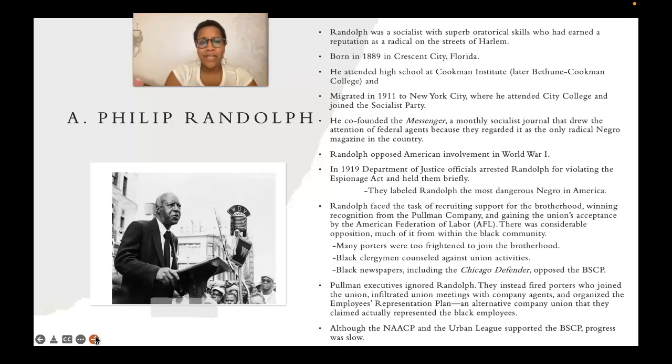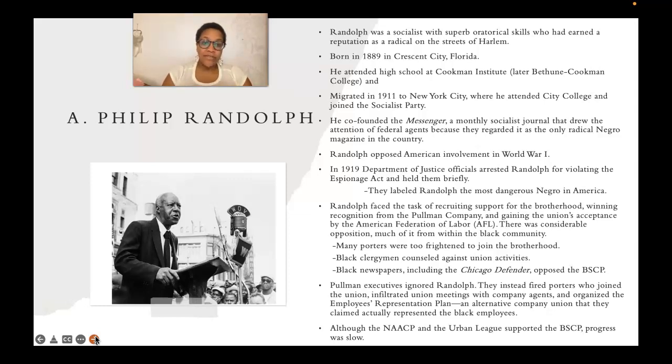Randolph also was anti-war. He opposed American involvement in World War I, and he definitely opposed African American involvement in World War I at a time when many African Americans, such as Du Bois, were advocating for African American involvement, thinking that this would be a great way for African Americans to prove themselves to white America. So in 1919, you have the Department of Justice officials arresting Randolph for violating the Espionage Act, and they held him briefly. And at the time, they labeled Randolph the most dangerous Negro in America.